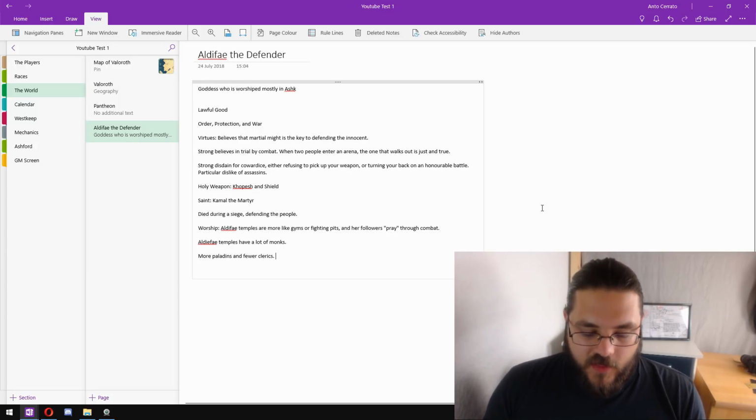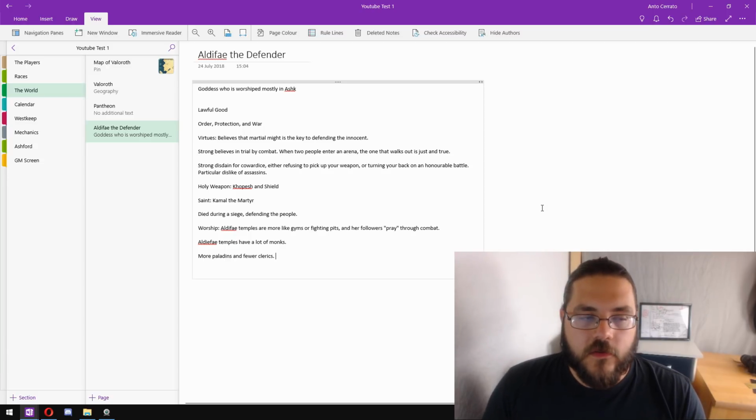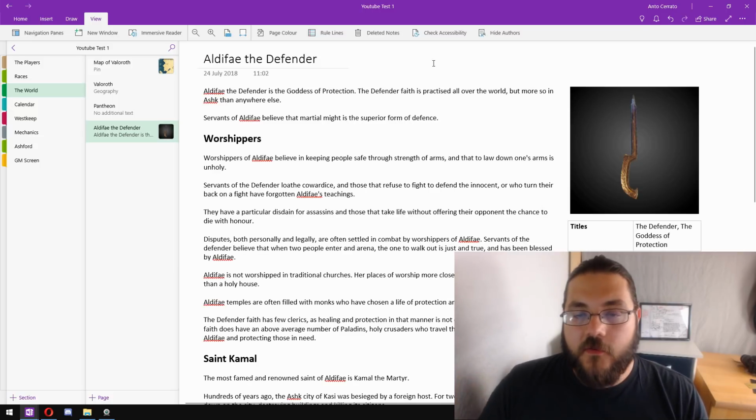I'd definitely create their names, their alignments, and their domains, present that in a list to my players if any of them wanted to play divine characters, so that they could look through the list and decide, yep, this is what I want. I want to play a Paladin of Aldeafe. At that point, I could use this information that I've written here and expand on it. And that's what I'm going to do now, and then I can show you what I would then hand to the players. And here we have the result of another maybe 15 or 20 minutes work.